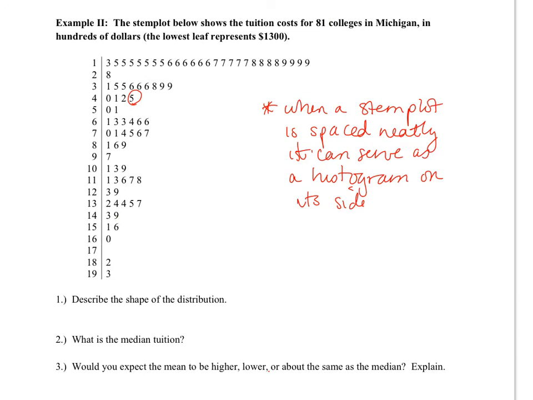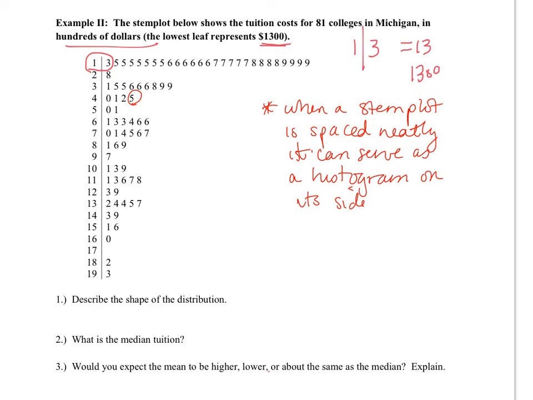In example 2, this stem plot shows the tuition cost for 81 colleges in Michigan in hundreds of dollars. So what that means is that our lowest leaf, where we see the 1 bar 3, represents 1,300. 1 bar 3 equals 13, and since that's in hundreds of dollars, that's how we get 1,300.